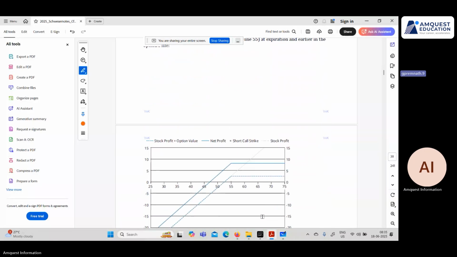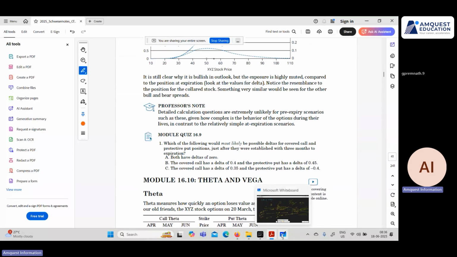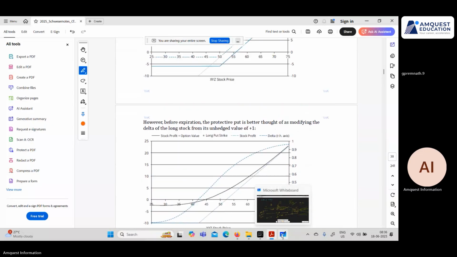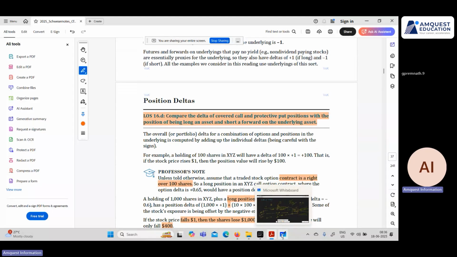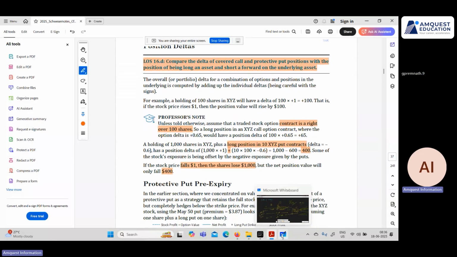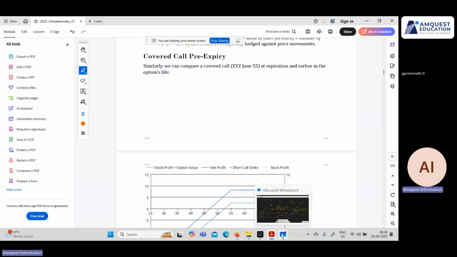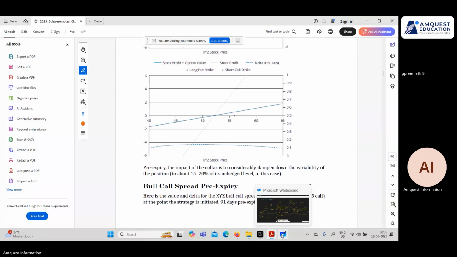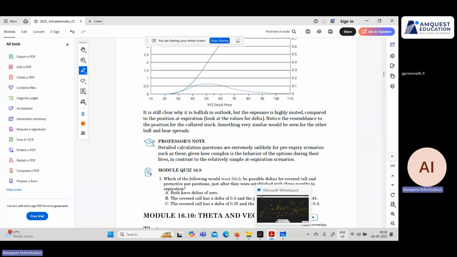All right. Let's try this question. The spreads will come in some time. Theta and Vega will come in some time. Okay, we were here, right? Position deltas covered. Protective put pre-expiry. Covered call pre-expiry. Let's just try this question.